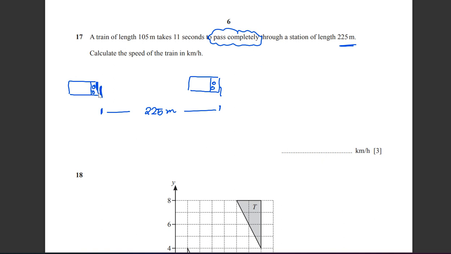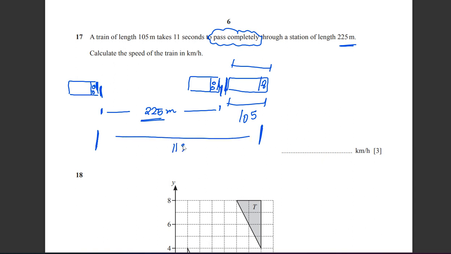But in this case, the train didn't pass completely. He needs it to pass completely. So the train is out here, all of it completely passed. What is the length of the train? 105. And then I stop the time. So the time began here at 0 seconds and stopped after the train passes completely. So stopped here. This is all 11 seconds.